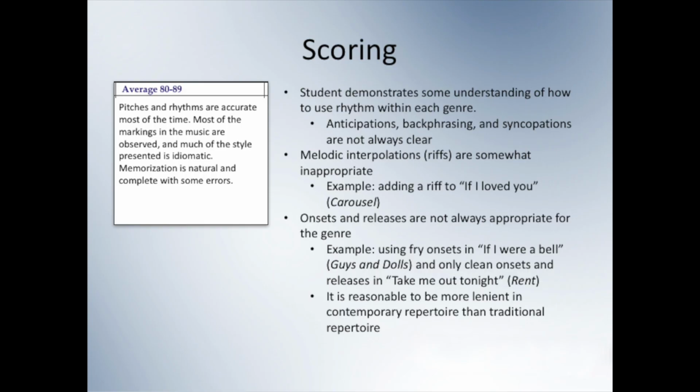A score of average would be appropriate for a student who doesn't quite meet all of the objectives aligned in the best category. So for instance, students who demonstrate only some understanding of how to use rhythm within each genre. They may not always observe anticipations and back phrasing, and they may not bring out syncopations. They might add riffs where they're not appropriate, for instance, in the song If I Loved You from Carousel. And onsets and releases may not always be appropriate.